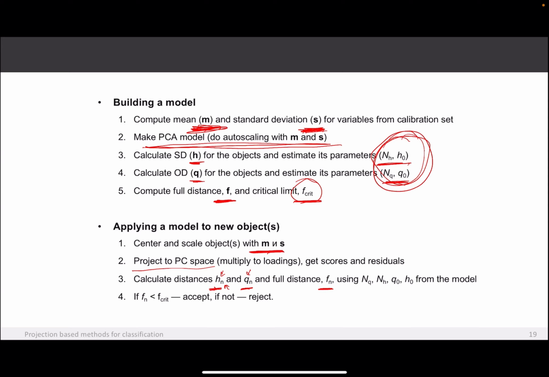And then we simply compare the full distance with the critical limit we calculated before, right? If this is smaller than the critical limit, we accept this object as a member. If it's not, then we reject this object as a stranger. So you can see it's actually a very simple algorithm. Mostly it's a PCA decomposition and the projection of new objects to the PCA model.